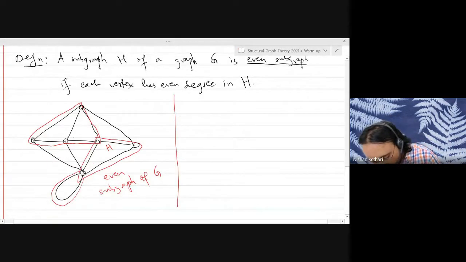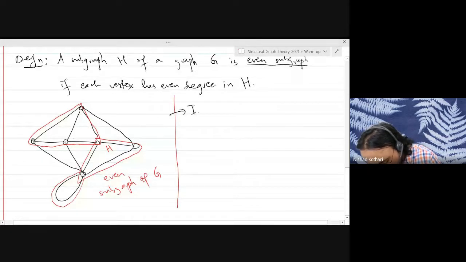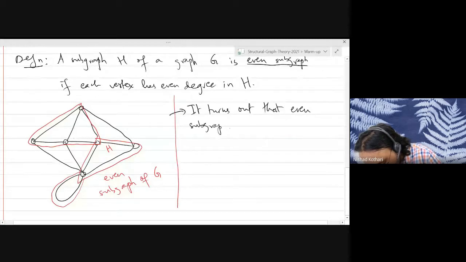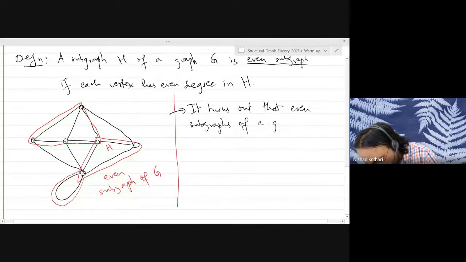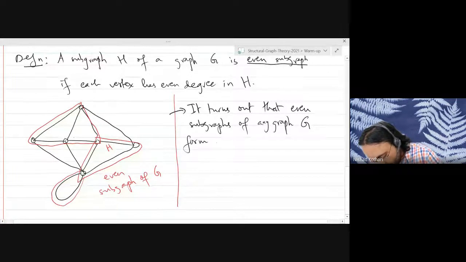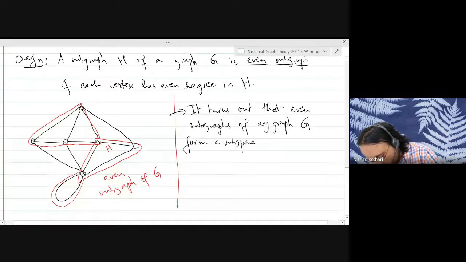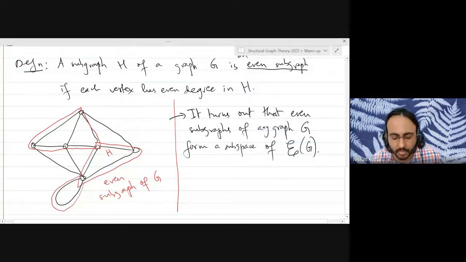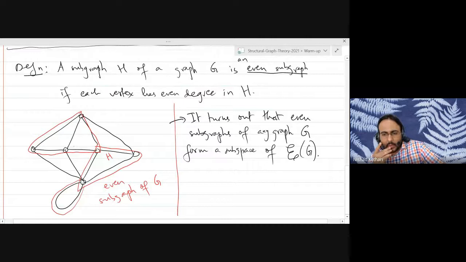So, it turns out that even subgraphs of a graph G, of any graph G, form a subspace of the edge space of that graph. Okay? So let's see how we would prove this. Okay, we want to prove this statement. What does it mean to prove this statement?